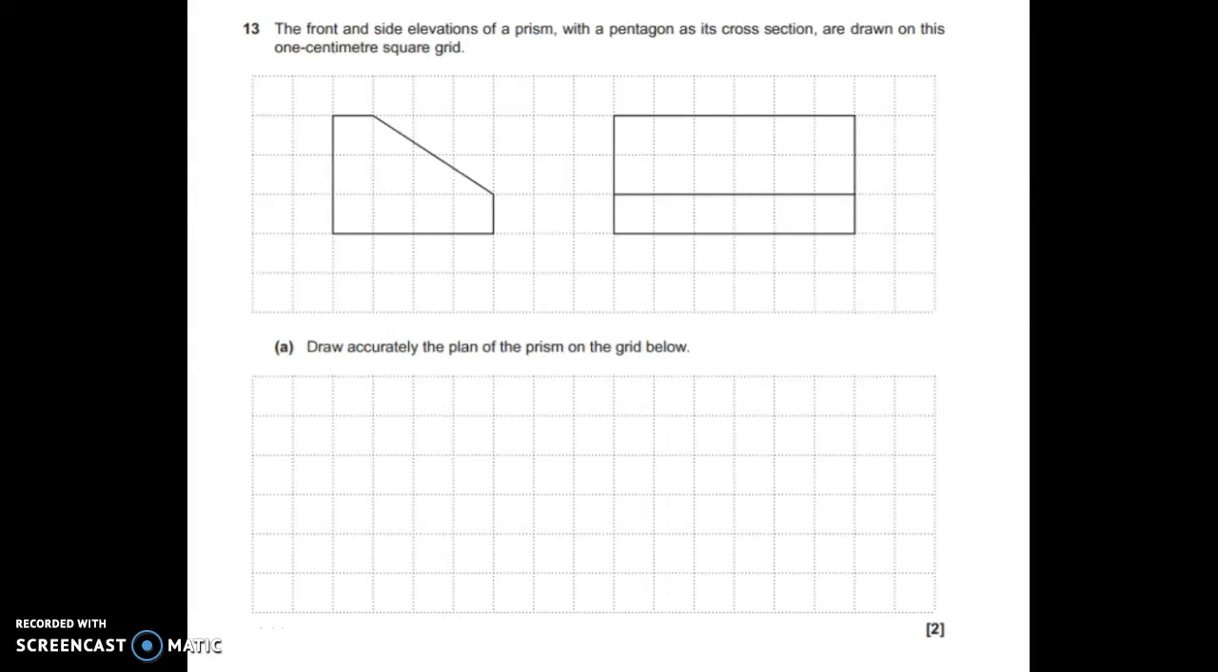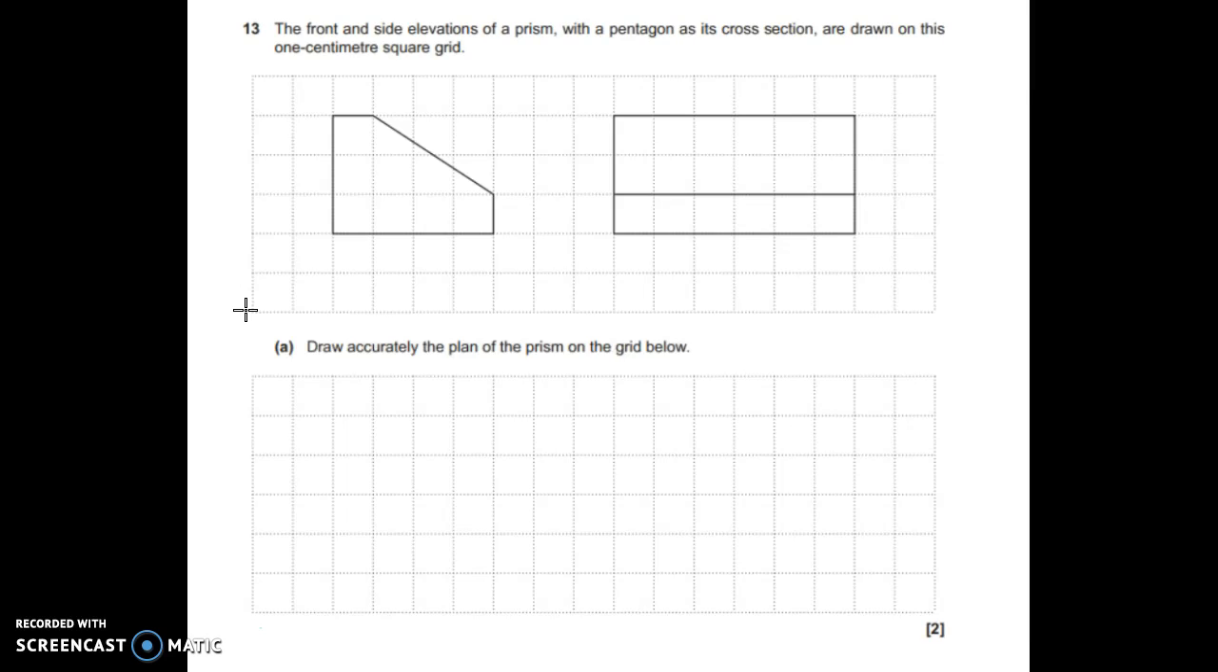Okay, question 13. The front and side elevations of a prism with a pentagon as its cross section are drawn on the 1 centimetre square grid. Obviously the front elevation is what the shape looks like from the front, and the side elevation is what it looks like from the side. Draw accurately the plan of the prism on the grid below.